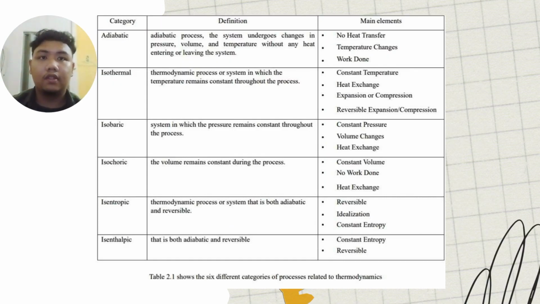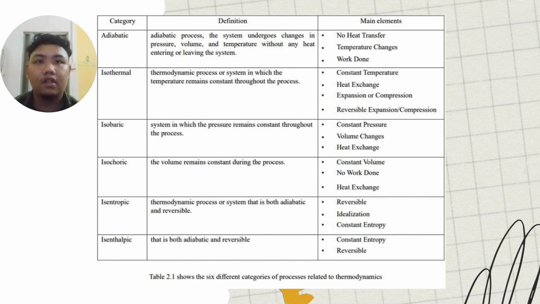Firstly, for the fundamental thermodynamic process: a process is a route along which some attributes deviate from their initial values and the state of the system changes. There are 6 different categories of process related to thermodynamics, as can be seen in table 2.1. First is the adiabatic process. The system undergoes change in pressure, volume, and temperature without any heat entering or leaving the system. The main elements are no heat transfer, temperature change, and work done.